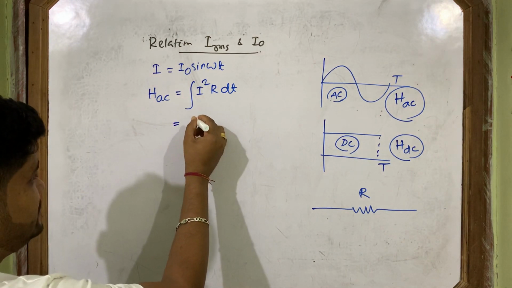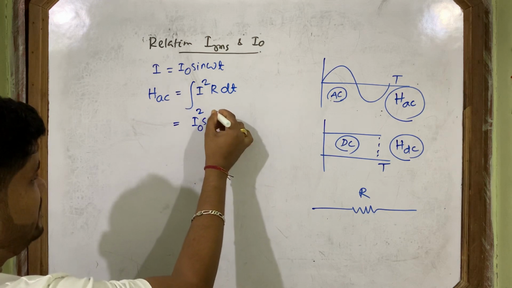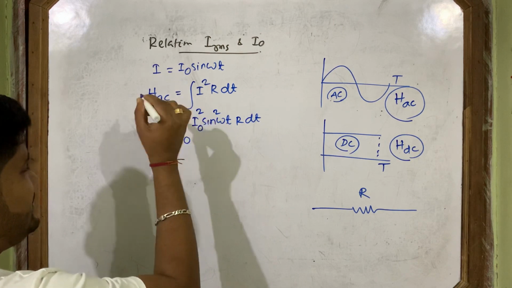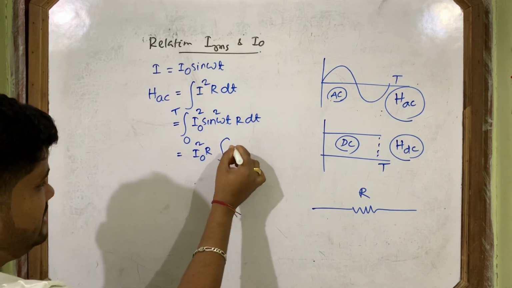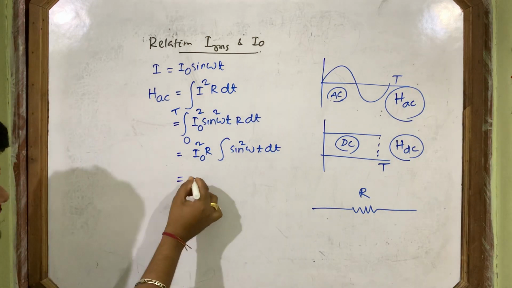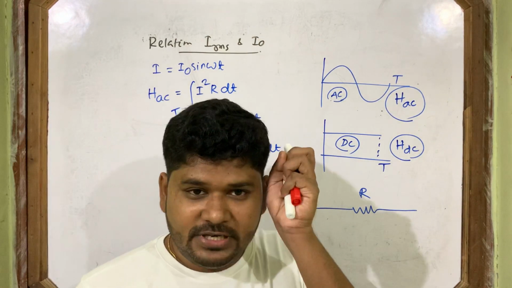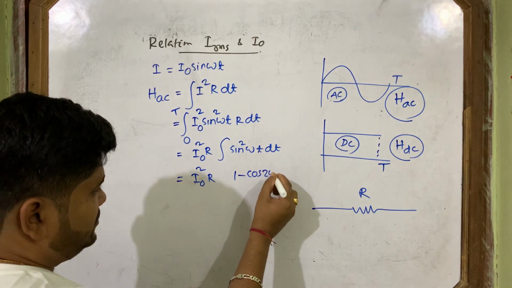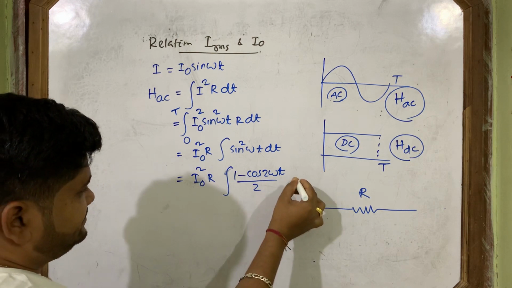So I is I naught sine omega t, so I naught square sine square omega t, then R dt, integration from 0 to capital T. I naught square R is taken outside, integration of sine square omega t dt. And this integration, you are now the masters of integration already, you can do it. Or if you want, I am doing this one.